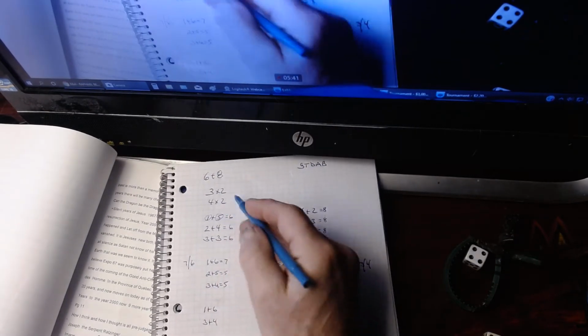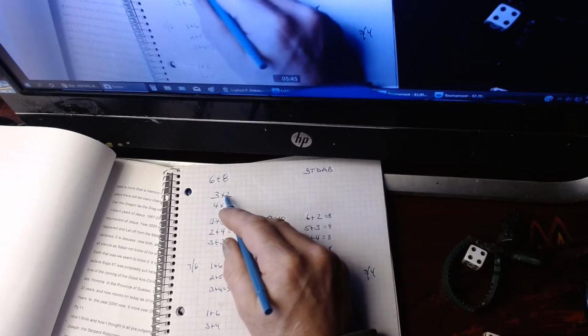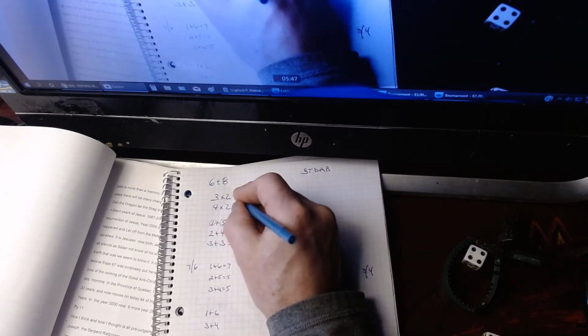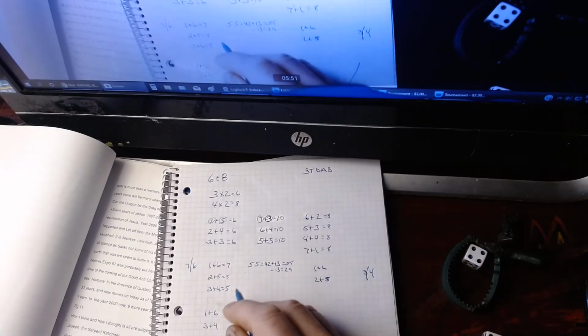So we're going to go back to the beginning. We have 6 and 8. How can we get them in the multiple world? We get them: 3 times 2 equals 6, 4 times 2 equals 8.